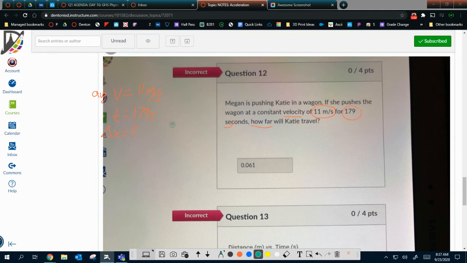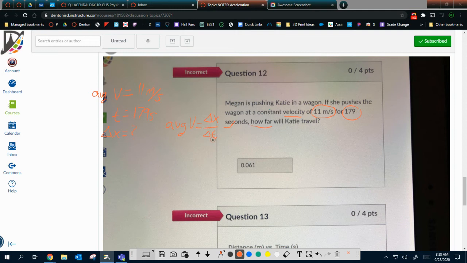The equation that we pick is going to be related to our very first formula that we learned this year. And so that formula is average velocity equals the change in displacement over the change in time. And we want to find displacement.